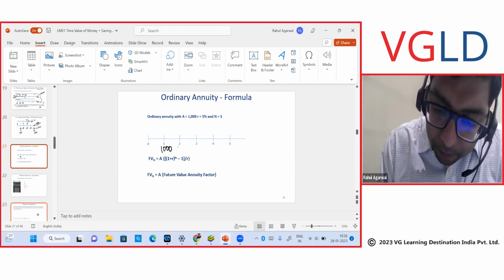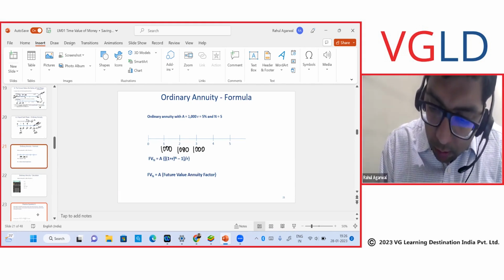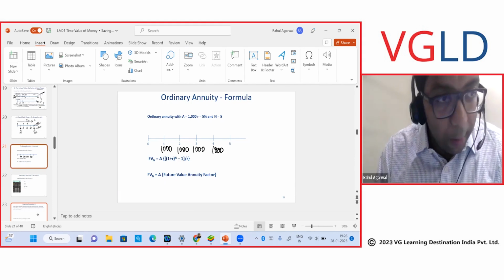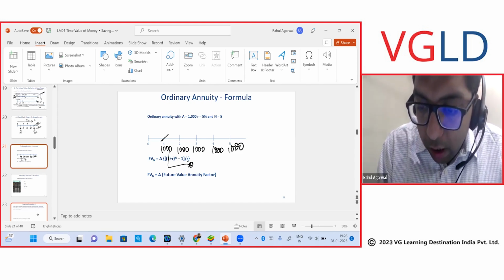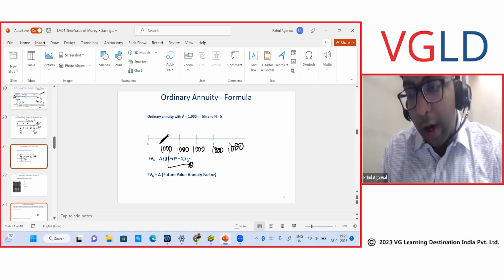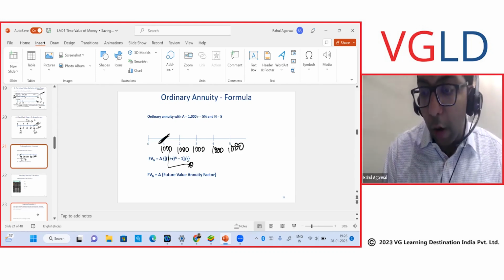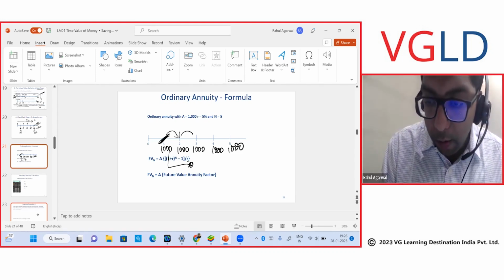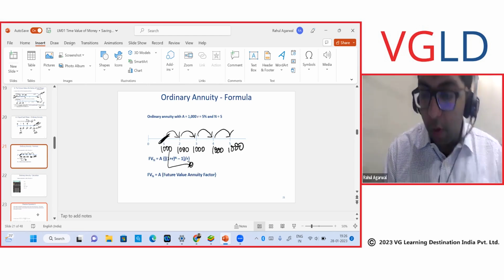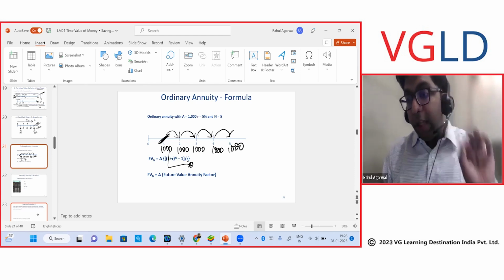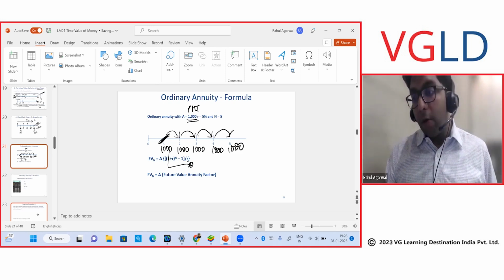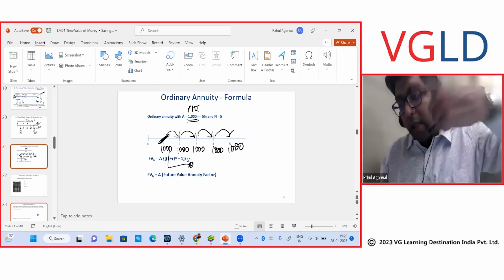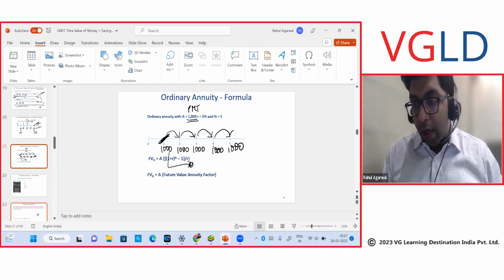Here, for ordinary annuities, now they're writing the opposite formula. You are getting 1,000, 1,000, suppose 1,000, 1,000. So what is happening here is this 1,000 is growing. Suppose your PMT is 1,000, and I am getting 1,000 at the end of each year. Interest rate is 5%. That means 1,000 is growing by 5% each year, right?